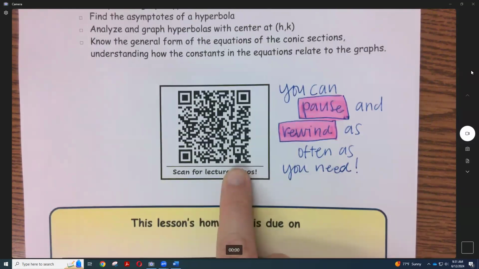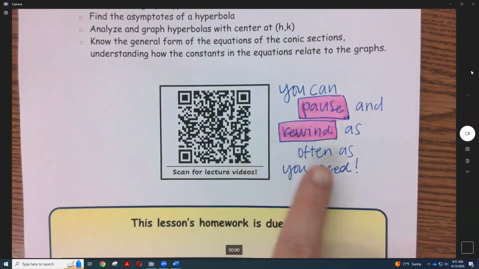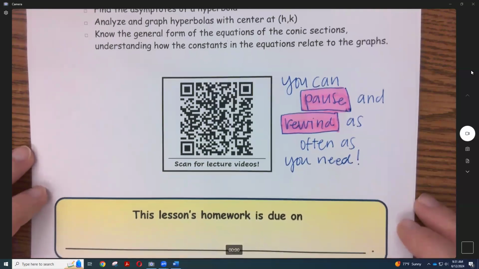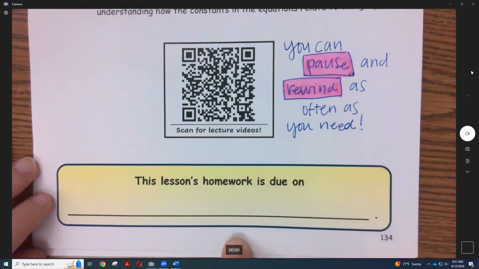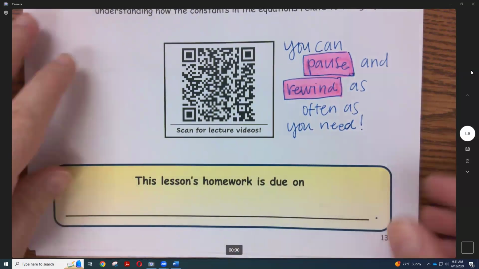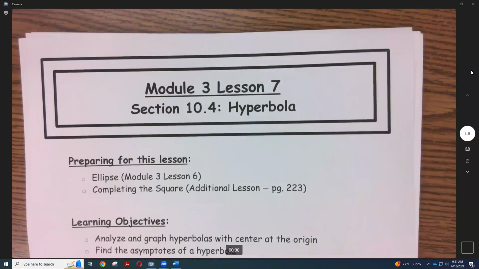You have already used this QR code. But as a reminder, you can pause and rewind this video as often as you need, so this lecture is at your own pace. And then you need to look at your course schedule to see when this homework is due. So we are going to go ahead in this intro video, get into our lesson.